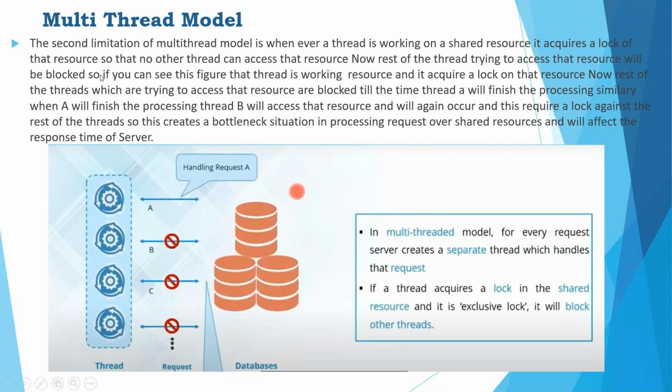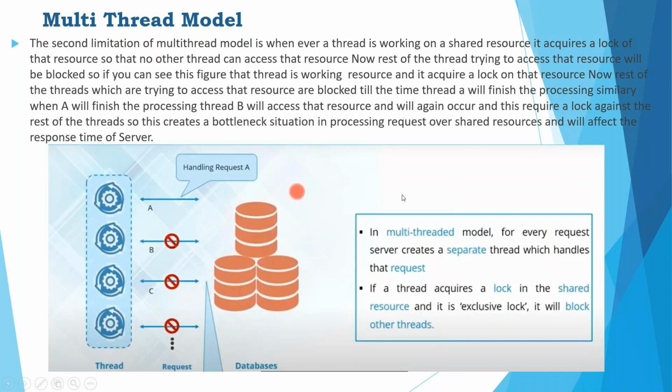If you can see the figure, the thread is working on the resource and it acquires a lock on that resource. So now the rest of the threads which are trying to access that resource are blocked until the thread has finished the process. So this is another disadvantage of using multi-thread. A will finish the process, then thread B will access that resource, again acquire a lock against the rest of the threads. This is also another disadvantage of the multi-thread model.